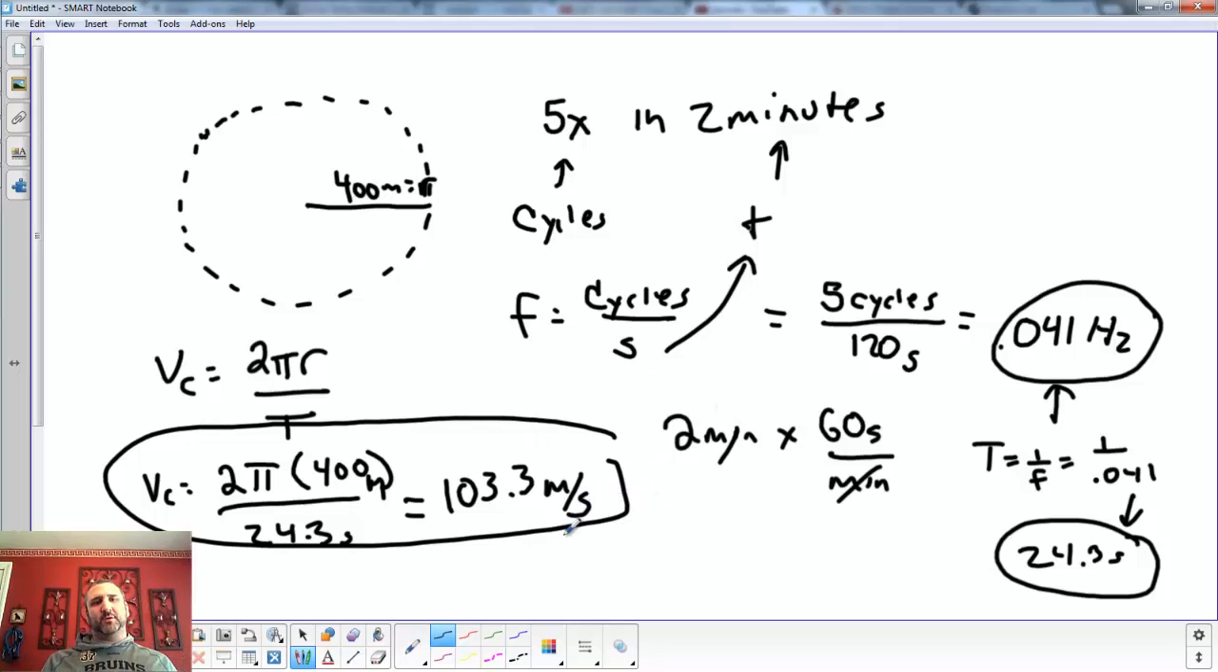So I hope that helps. Anytime you're asked for a centripetal velocity, anytime you're asked for the speed, that's how you do it. All you need is one equation, and the big thing is you have to remember that whatever unit of time you're given, you have to get it into seconds. Even if it means you have to go from a frequency to seconds, you have to do that. Just remember that they're reciprocals of each other.